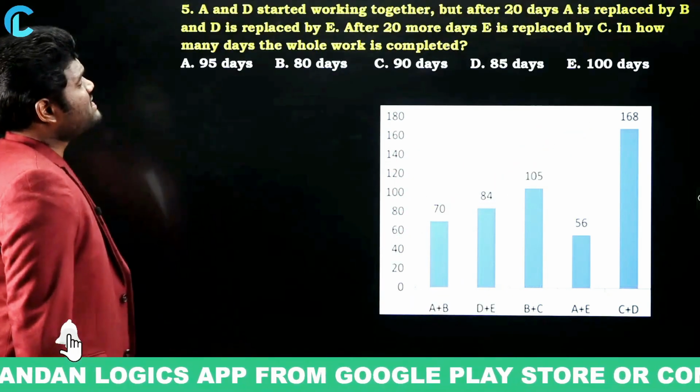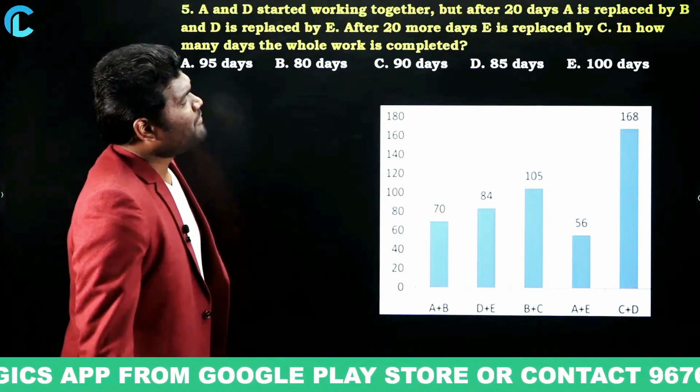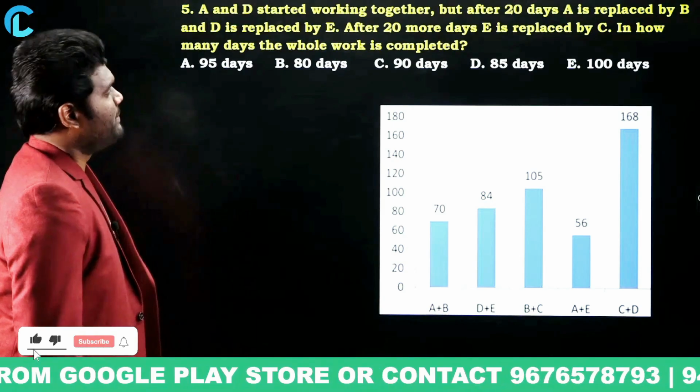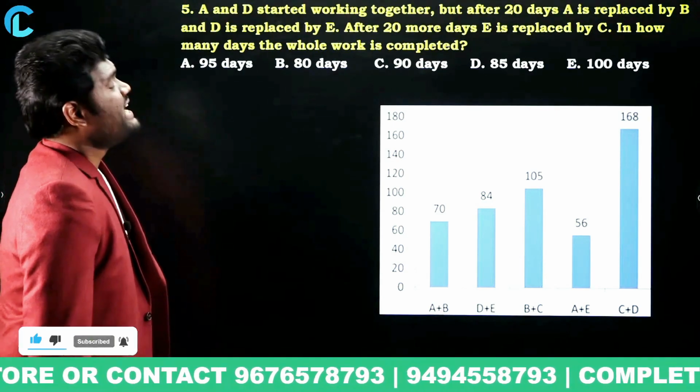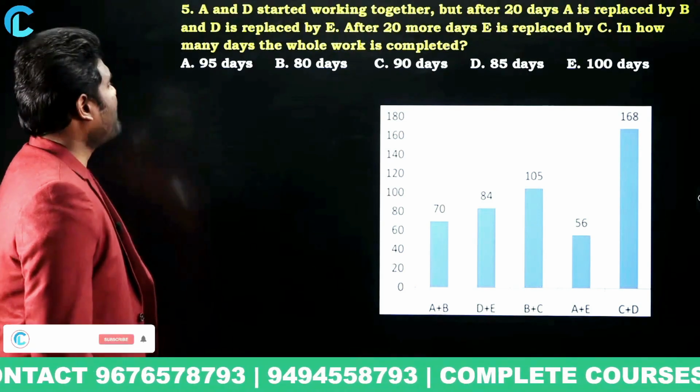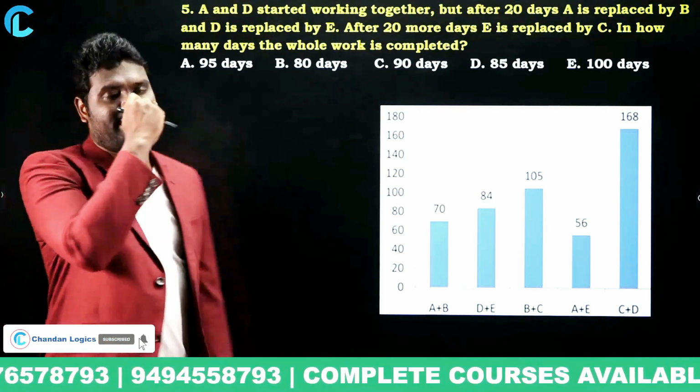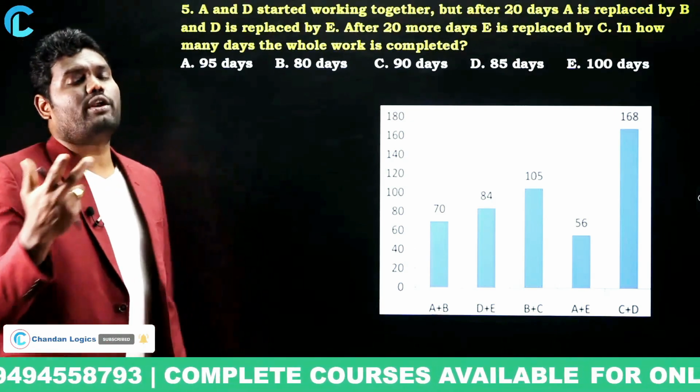6200. Okay. A and D started the work together. But after 20 days, A is replaced by B and D is replaced by E. After 20 more days, E is replaced by C. In how many days is the whole work completed? So the question is asking in how many days the whole work is going to complete.